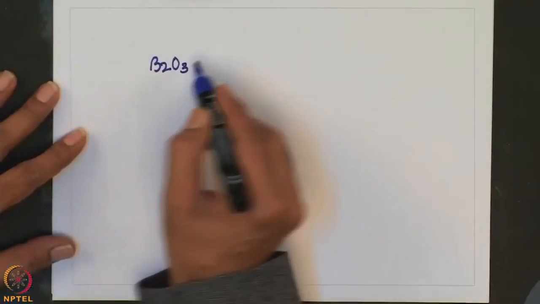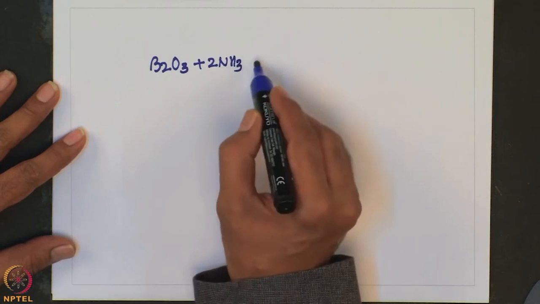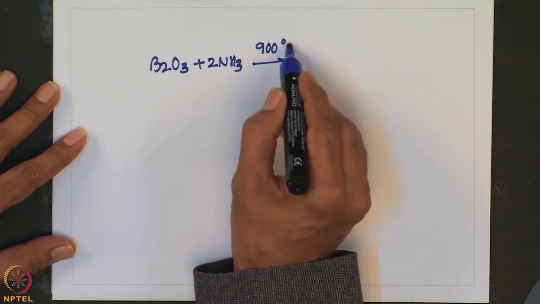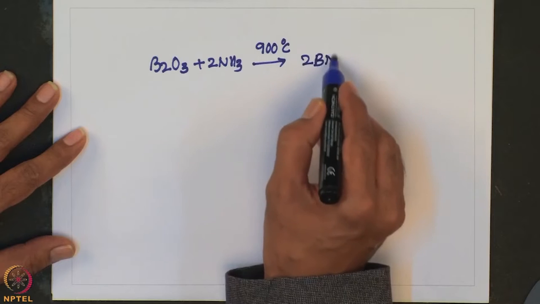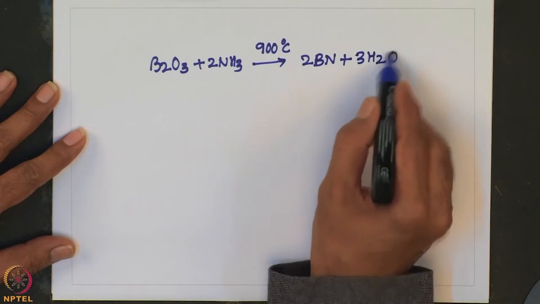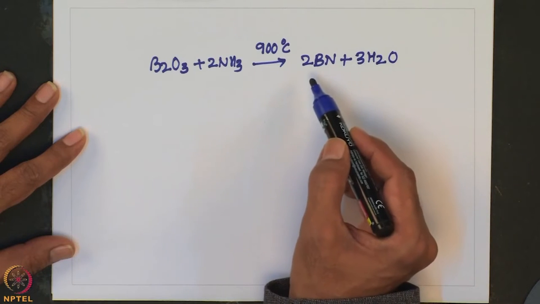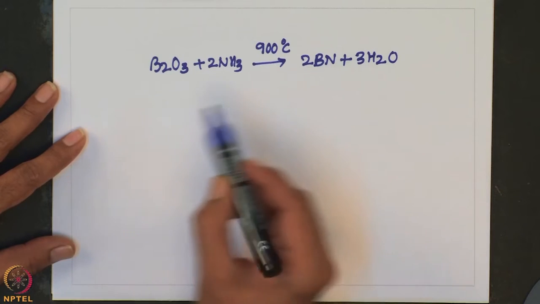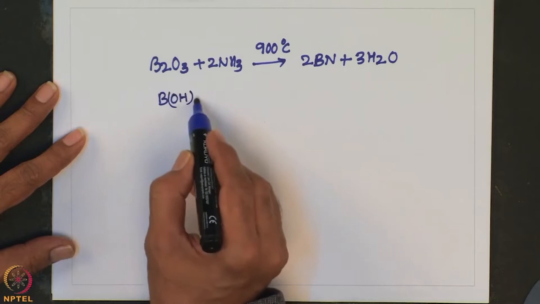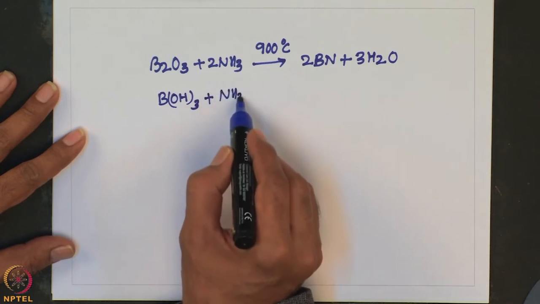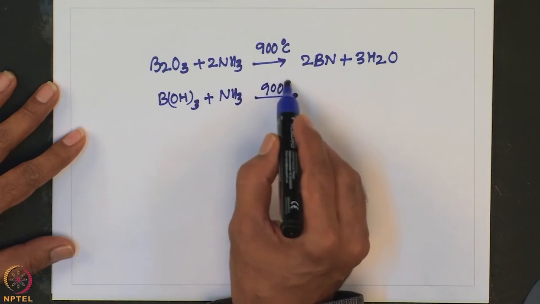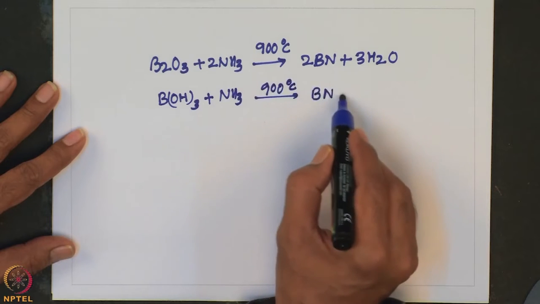And how to prepare boron nitrides? One can conveniently prepare them starting from boron oxide and its interaction with ammonia at high temperature. Let me write down a few reactions available to make boron nitride: B2O3 plus 2NH3 at 900 degrees centigrade. Since the ratio is 1:1, they are essentially written as BN. One can also prepare starting from boric acid, of course at the same temperature, 900 degrees centigrade, which gives BN plus 3H2O.